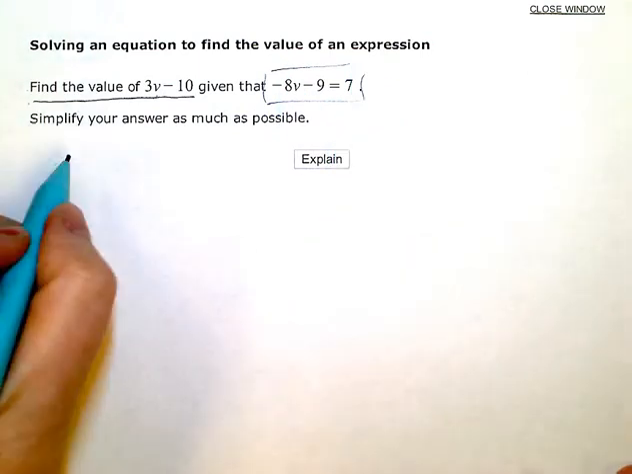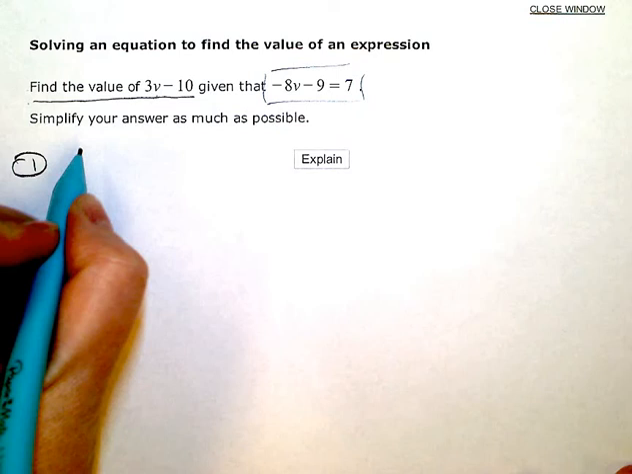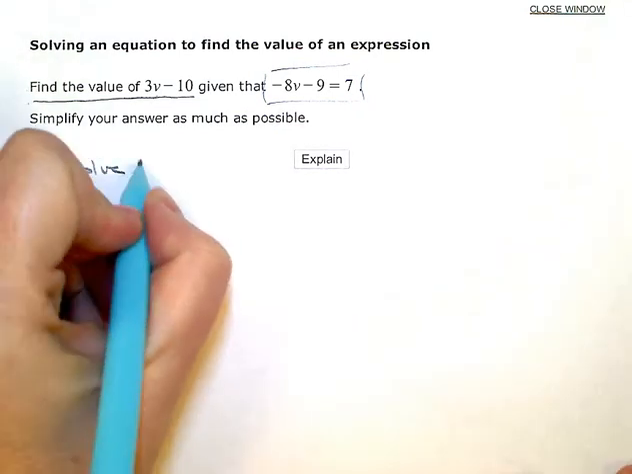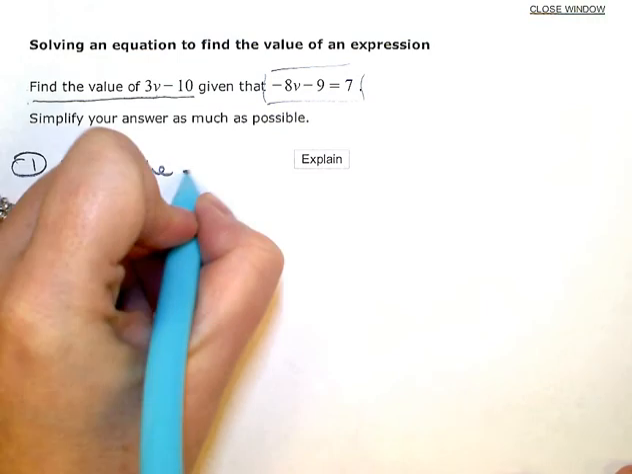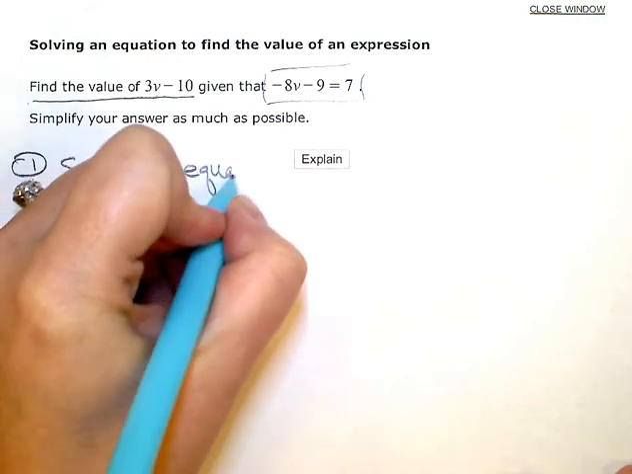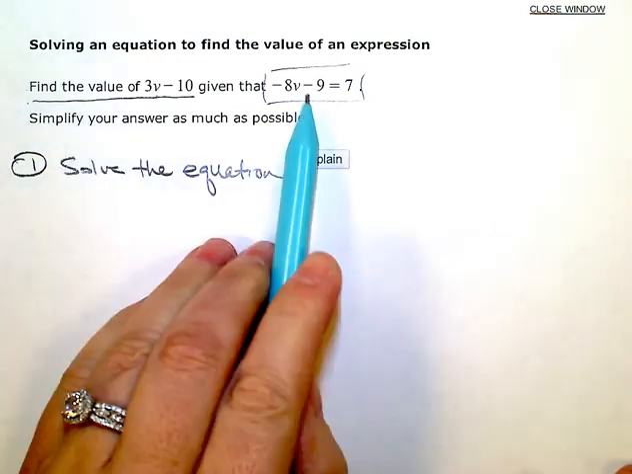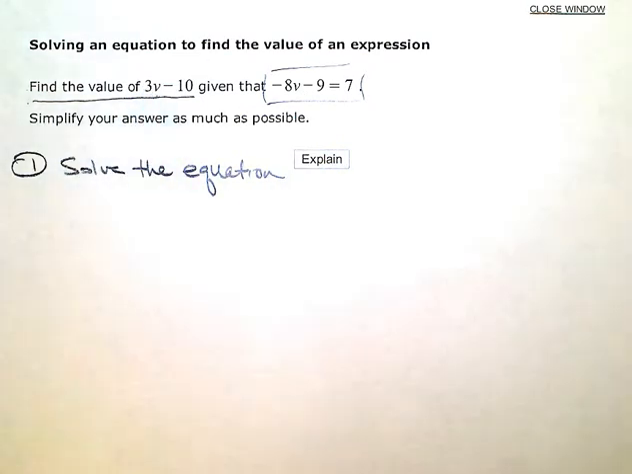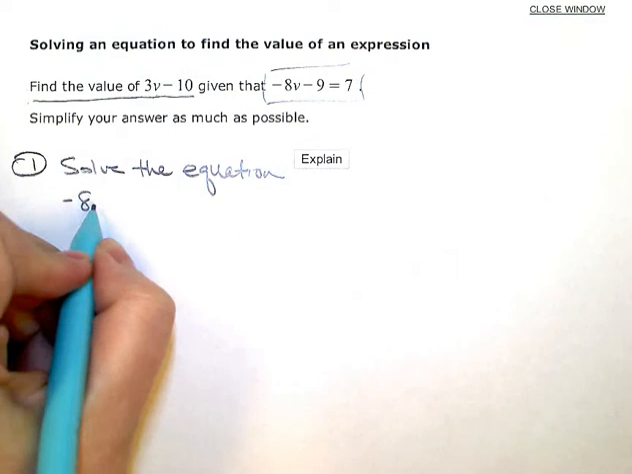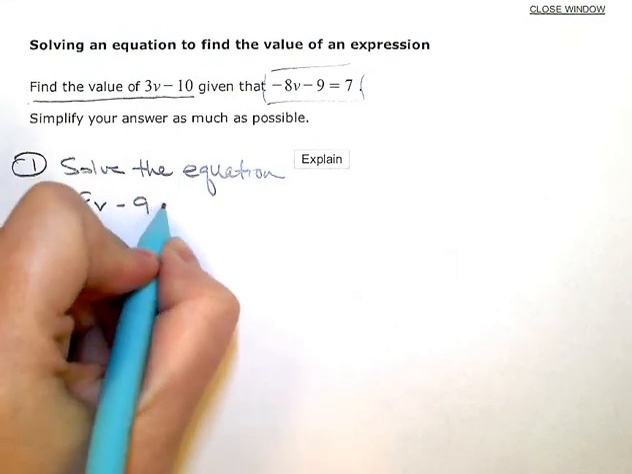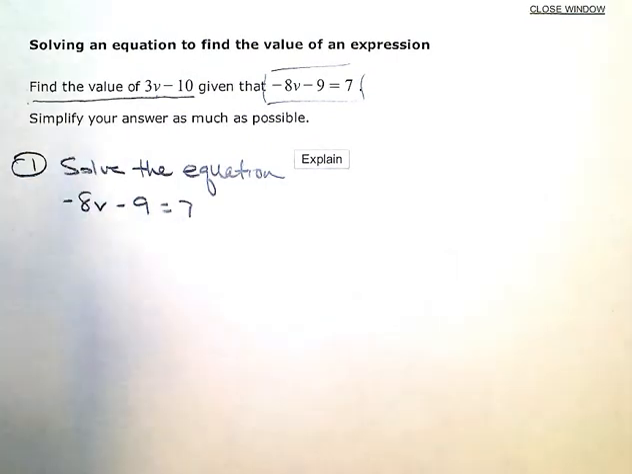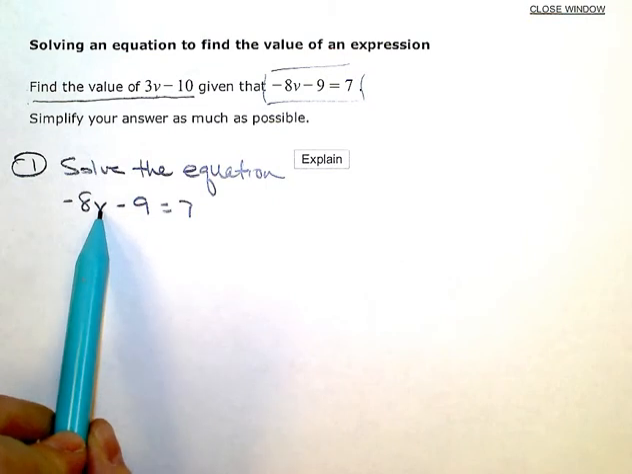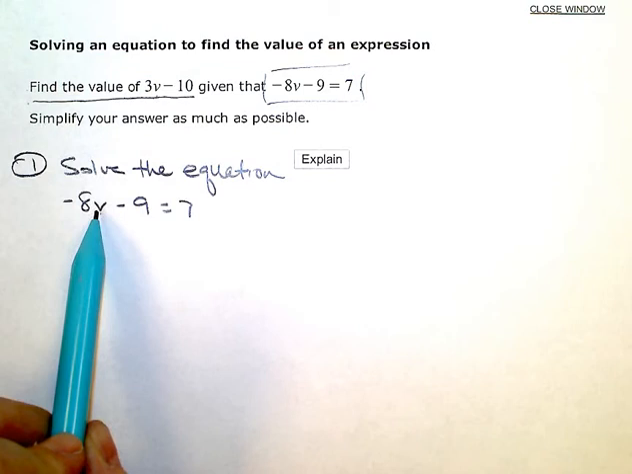So the first thing you want to do is solve your equation. Because then I'll know what v is equal to, and then I can evaluate this, right? Go back to this. So negative 8v minus 9 equals 7, okay? This is going to take me 2 steps of algebra to solve because I'm going to be able to isolate this v or get the v by itself.